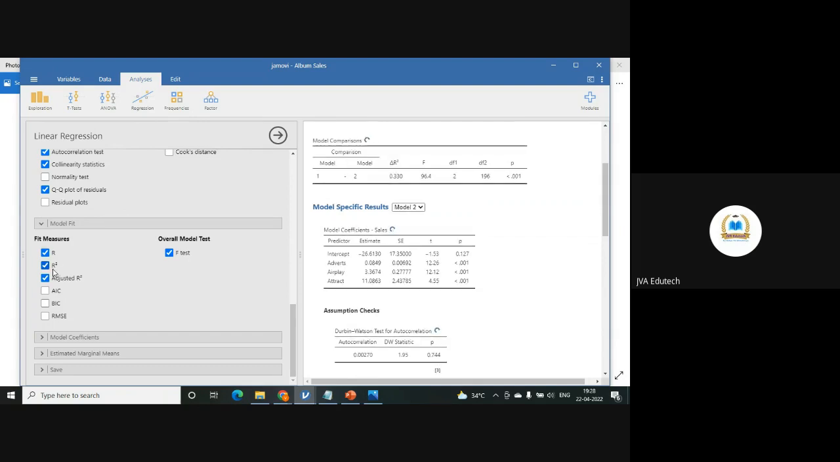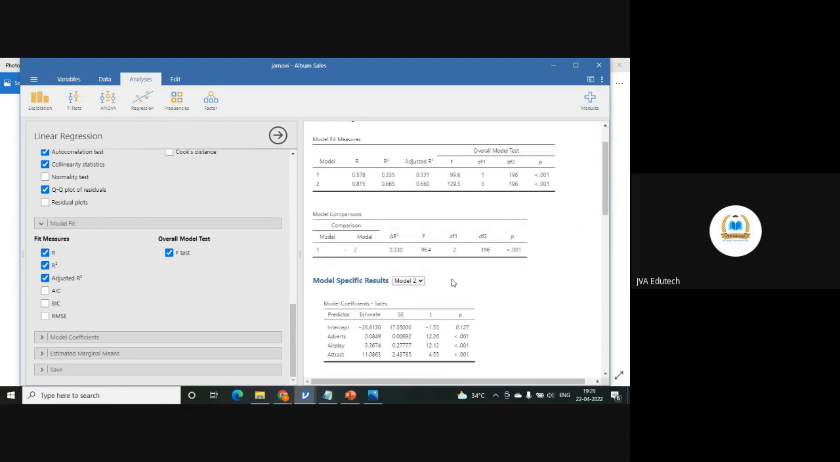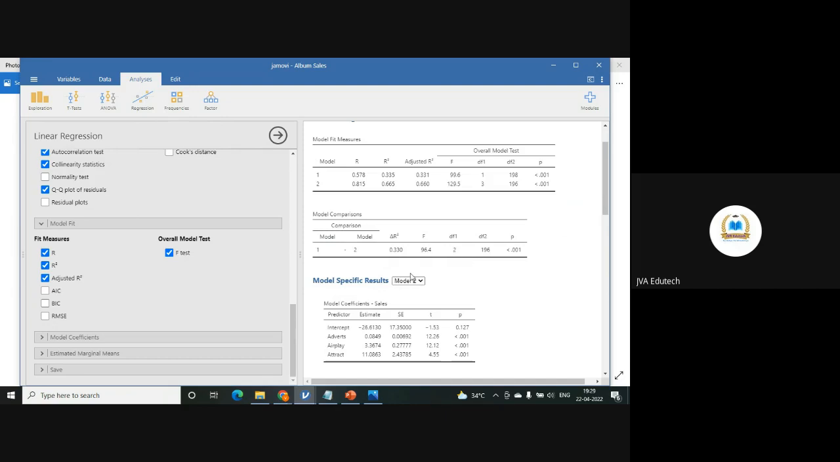So R square and adjusted R square, we are getting 2 values. Now see, we have got regression in two steps, and we will also check the R square and adjusted R square. You can see that in the second step, when we have entered the variables, the maximum variance explained has increased from 33.5% to 66.5%. Now more variance is explained. Now we can explain y or predict y to the level of 66.5%.